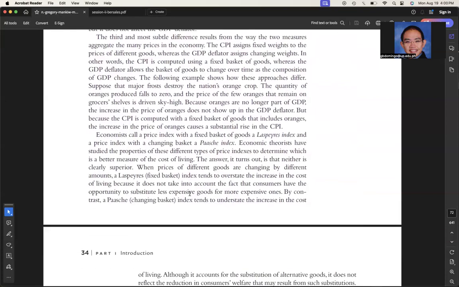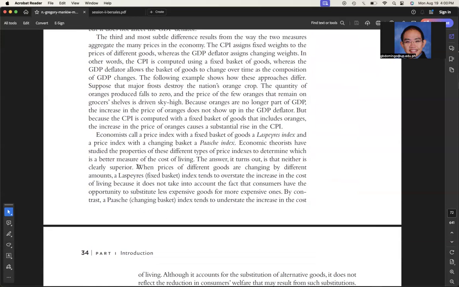Now, here's a conceptual check. Economists call a price index with a fixed basket of goods, this is the CPI, a Laspeyres index. And a price index with a changing basket is called a Paasche index. Economic theorists have studied the properties of these different types of indices. It turns out that neither is superior.